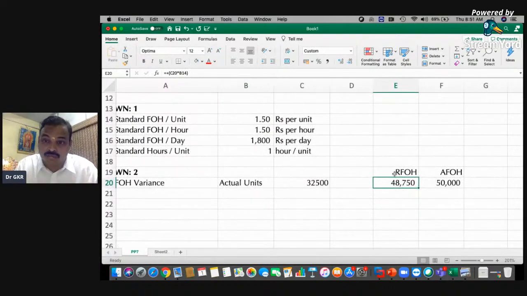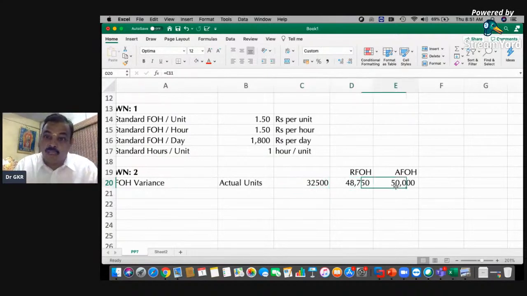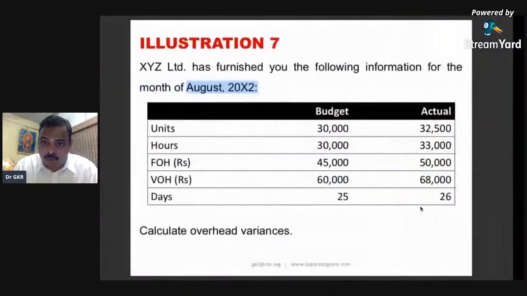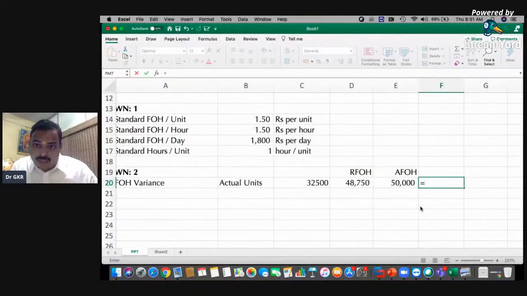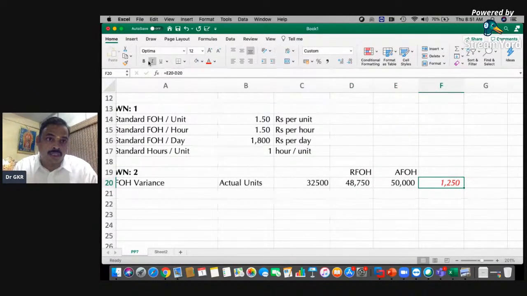Now, guys, you have to take the difference between these two. For 32,500 units you should spend 48,750, but you have spent 50,000. I'm not going to say whether it is favorable or adverse; all of you must type in the chat box whether it is favorable or adverse, as and when I proceed. What is the difference? 50,000 minus 48,750 is 1,250. You have spent more, therefore it is adverse.